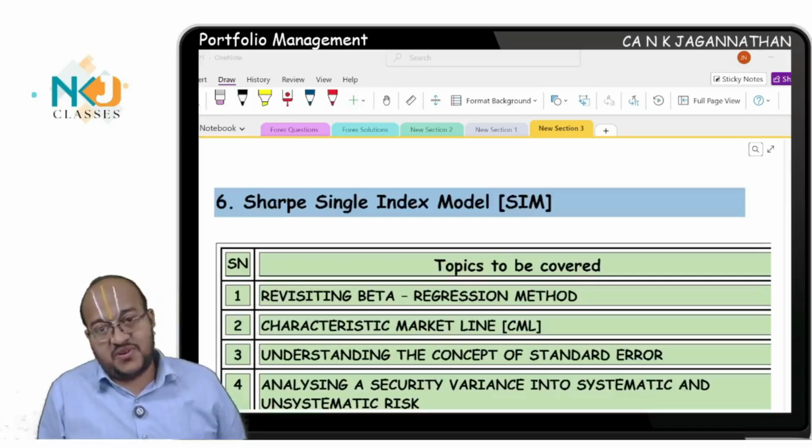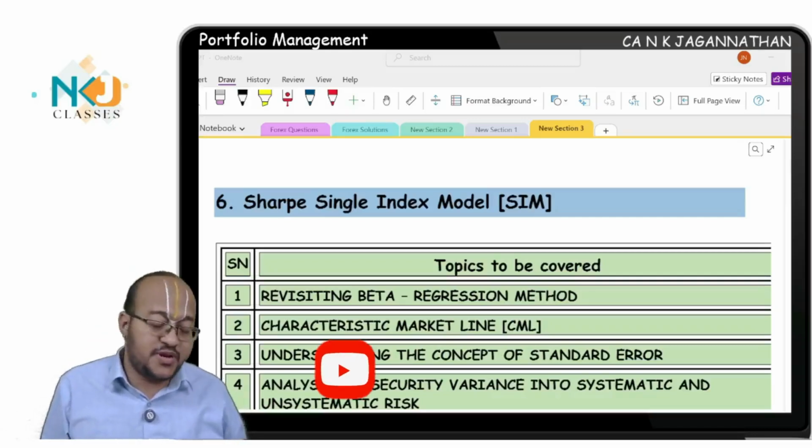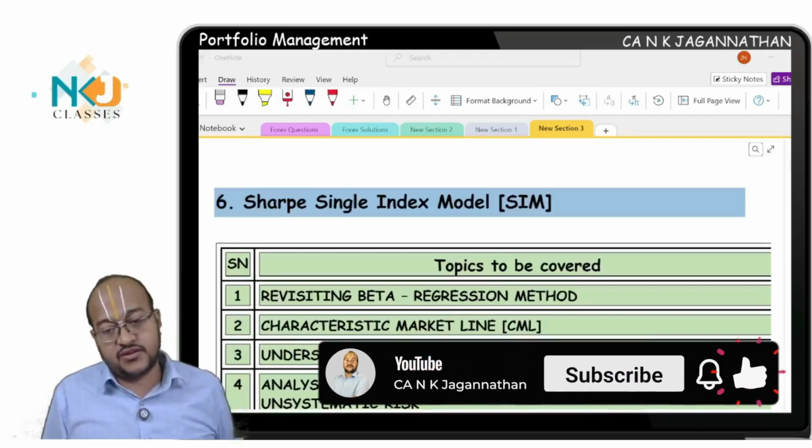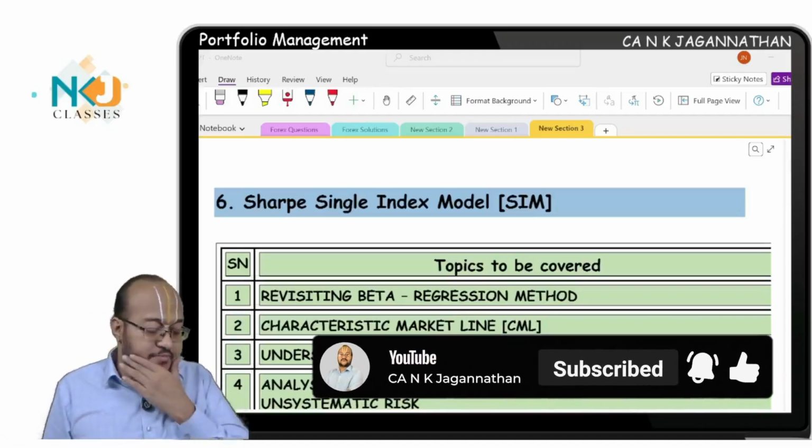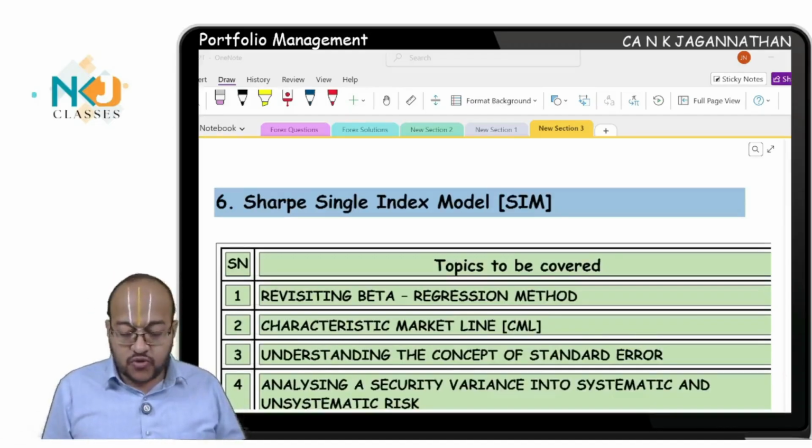Hello friends, so let us continue revising the chapter portfolio management. Till the previous video we discussed up to CAPM, capital asset pricing model. Now we are moving on to an important area, that is Sharpe single index model.